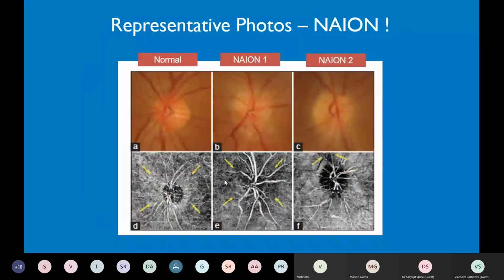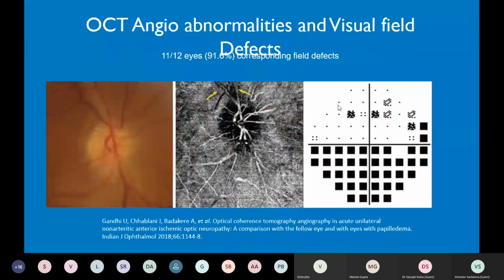You can see that there are areas of capillary dropout where there is diffuse perfusion loss, and sometimes you might also see areas of capillary dropout which extend linearly apart from the area of the disc edema. And if you see, these might be corresponding to the field loss in these patients. So this is highly suggestive of acute perfusion loss in the posterior ciliary circulation that is causing the NAION as well as the field defect.